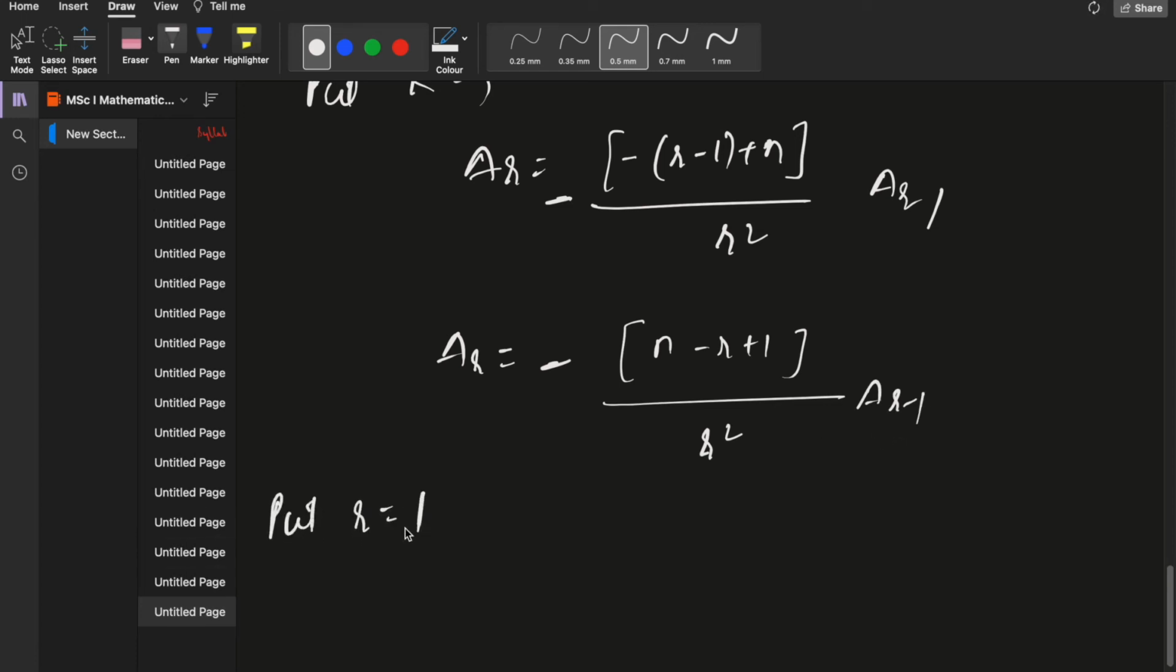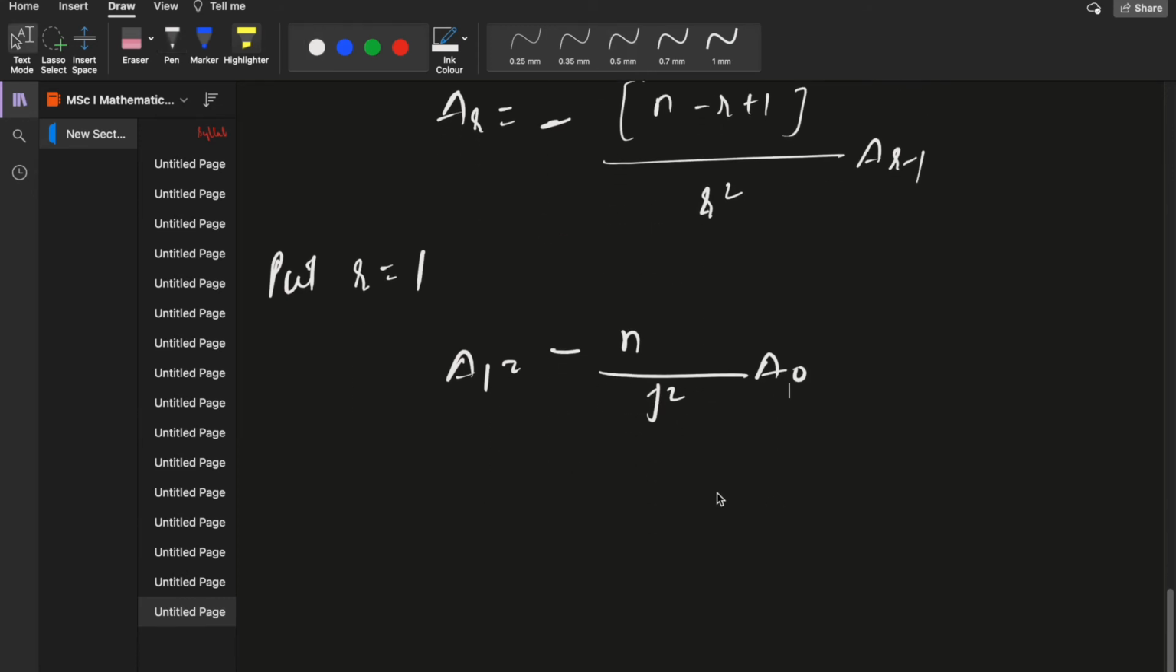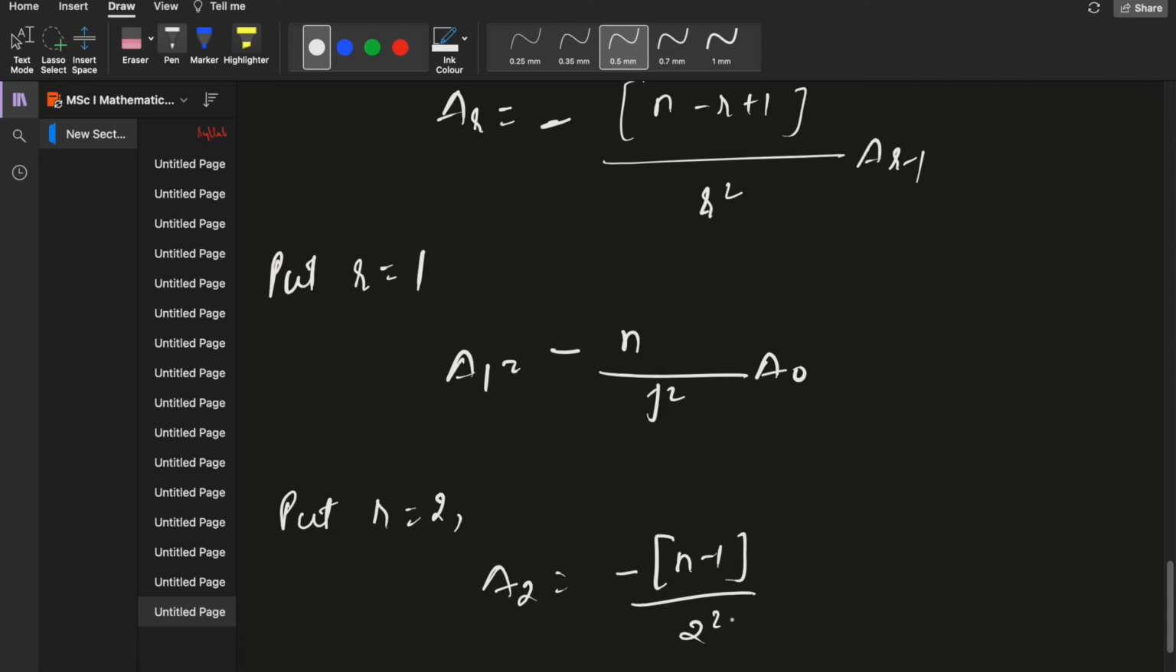Put r equals 1. So this is a1. A1 will give me n upon 1 square a0. Alright. Put r equals 2. So this is a2, which is (n minus 1) upon 2 square a1. A1 can be written in the form of a0. So this is (n minus 1) upon 1 square 2 square a0.